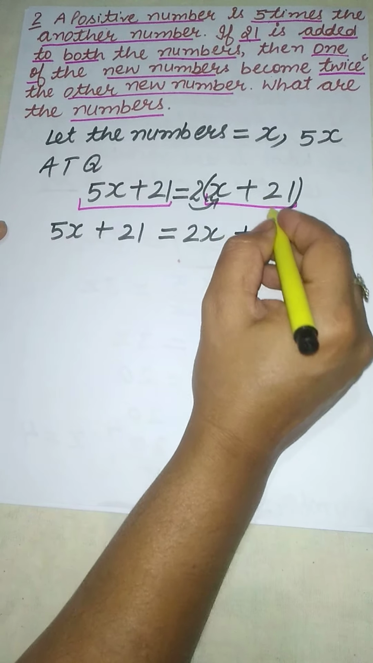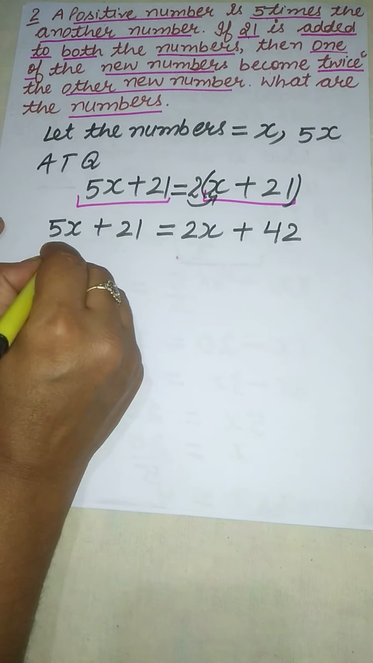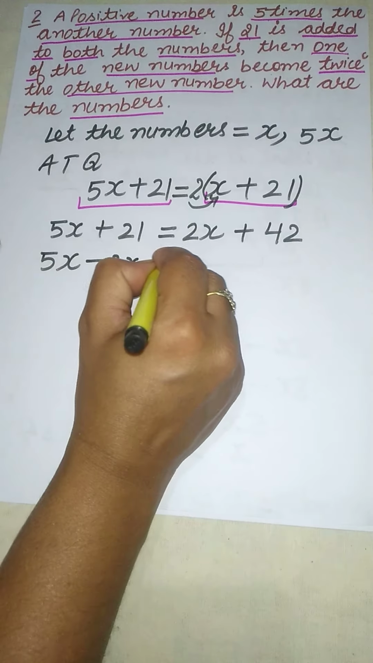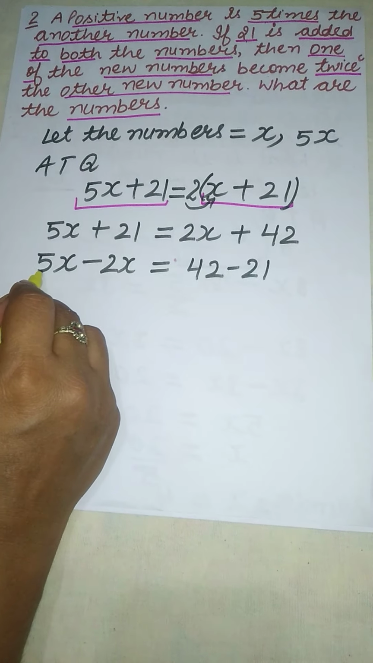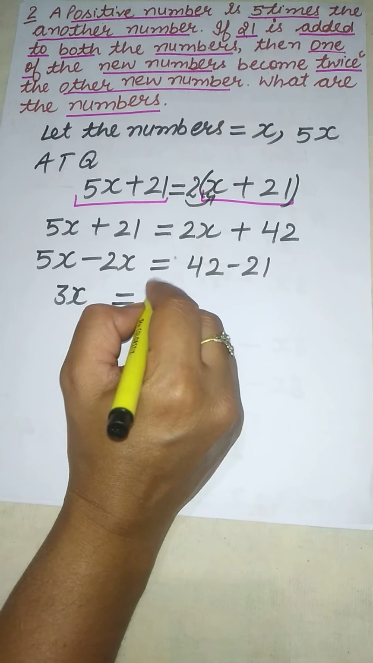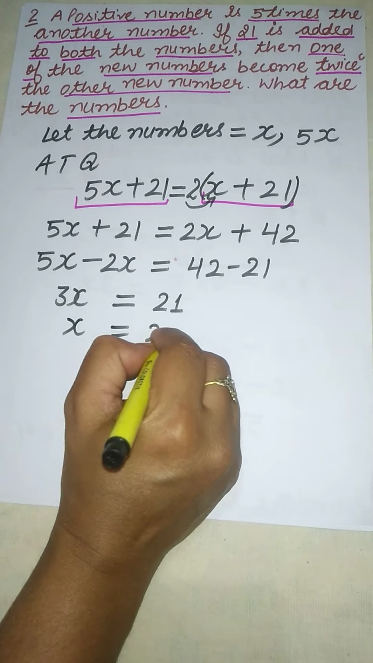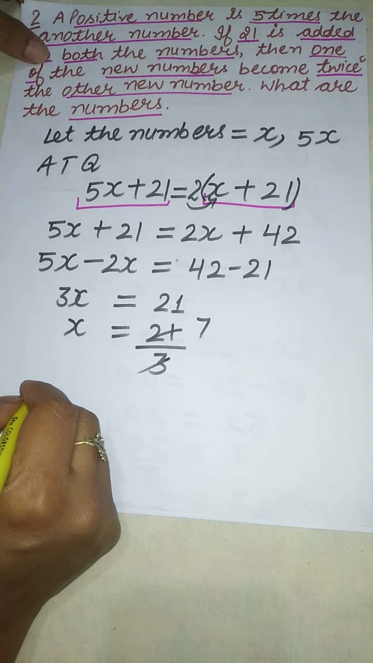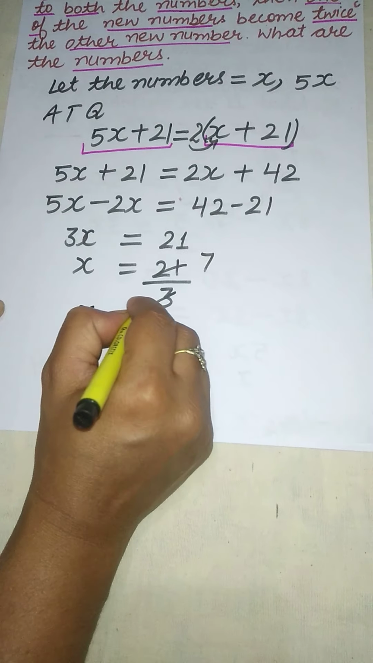2 multiplied by 21 is 42. Now arrange the terms, variable terms on the left side and the constant terms on the right side. 5x minus 2x is 3x. 42 minus 21 is 21. So x will be equal to 21 divided by 3, that is equal to 7. So x is equal to 7.